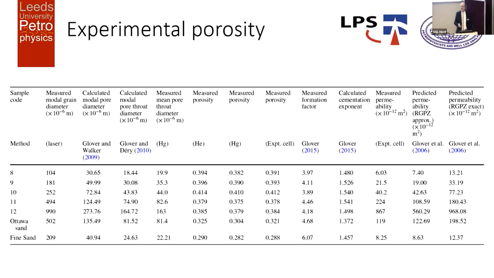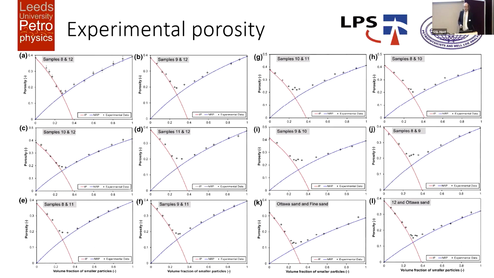So if we look at the data, then we get this for all the mixtures of all of the samples we have. And they're glass beads up here, and they're Ottawa sand and fine sand, and glass beads and Ottawa sand down here. You can see the experimental data is points with error bars, and you can see that it actually follows the mathematics really very well indeed. So we were very pleased with this when we published the data 2 years ago.